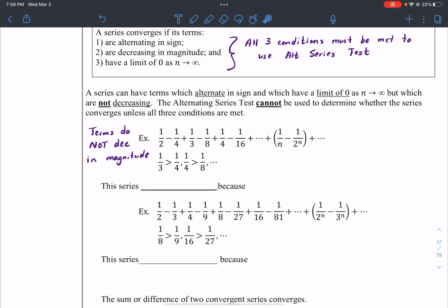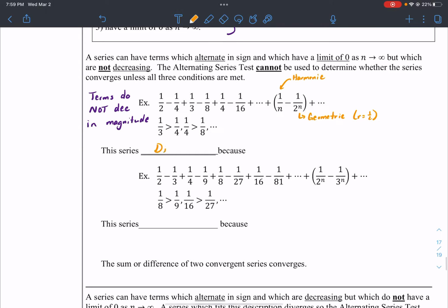If we look at this more as a general term situation instead of the specific terms, we can tell that this piece right here is harmonic. So that's the harmonic series. Well, I know that that harmonic series diverges. And then this series is geometric, and it's geometric with an r of 1/2. So this by itself converges, but because this one diverges, we can say that the whole series diverges.